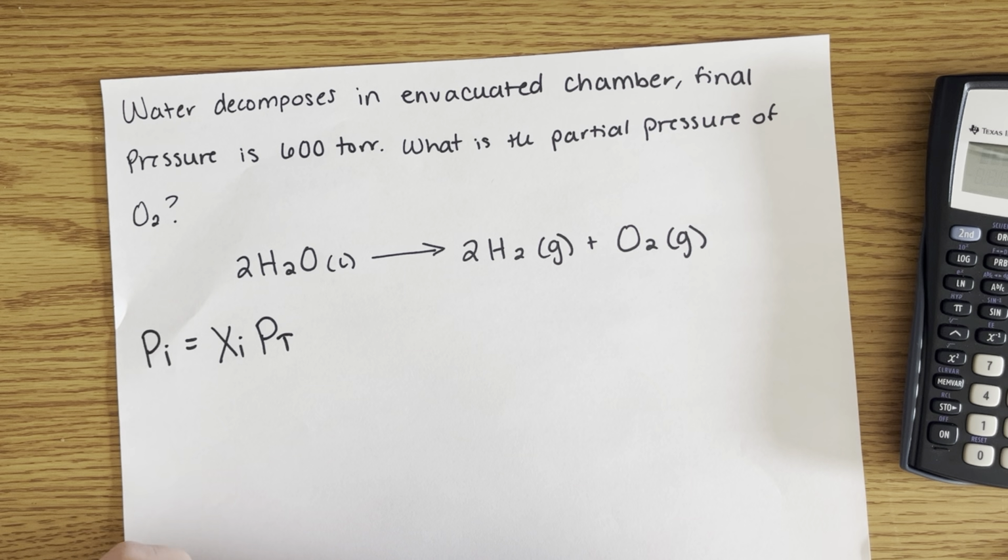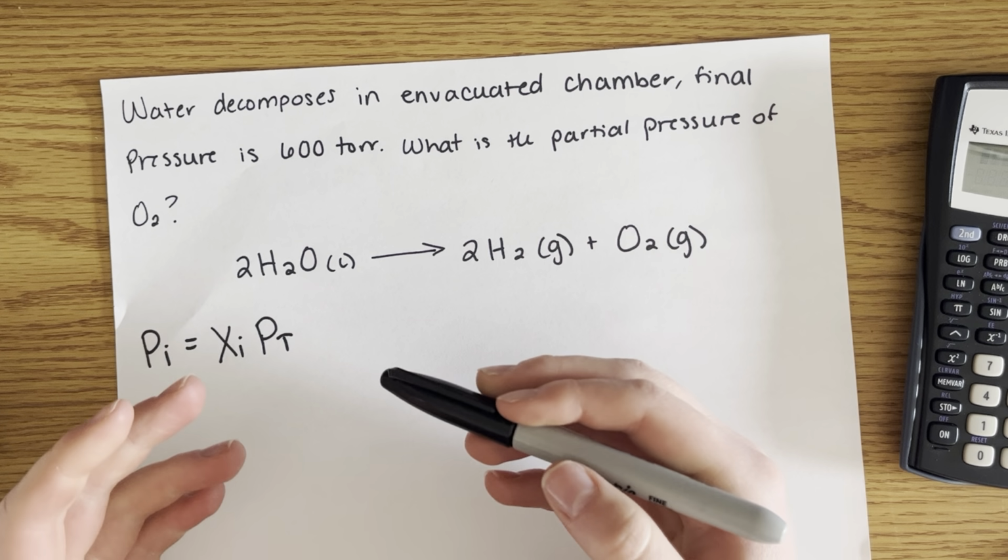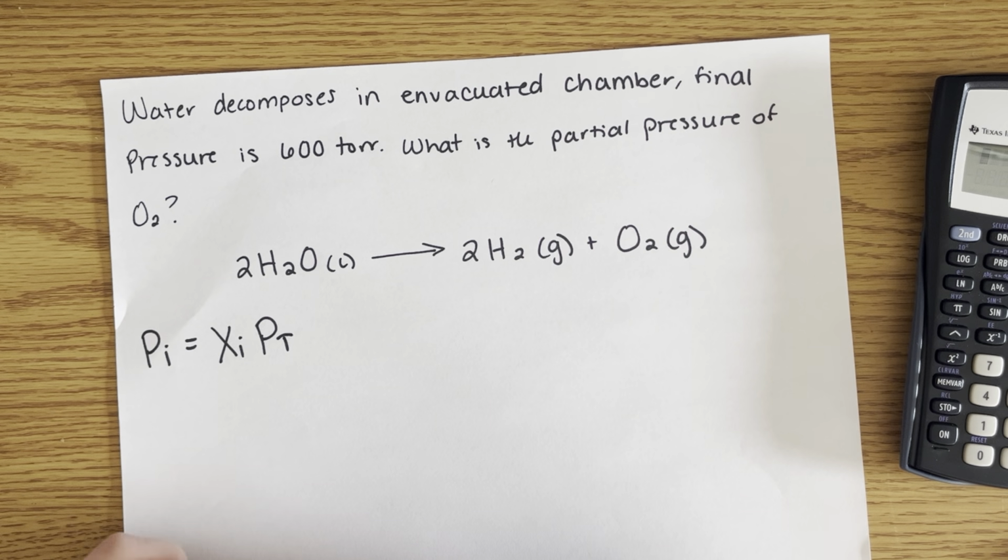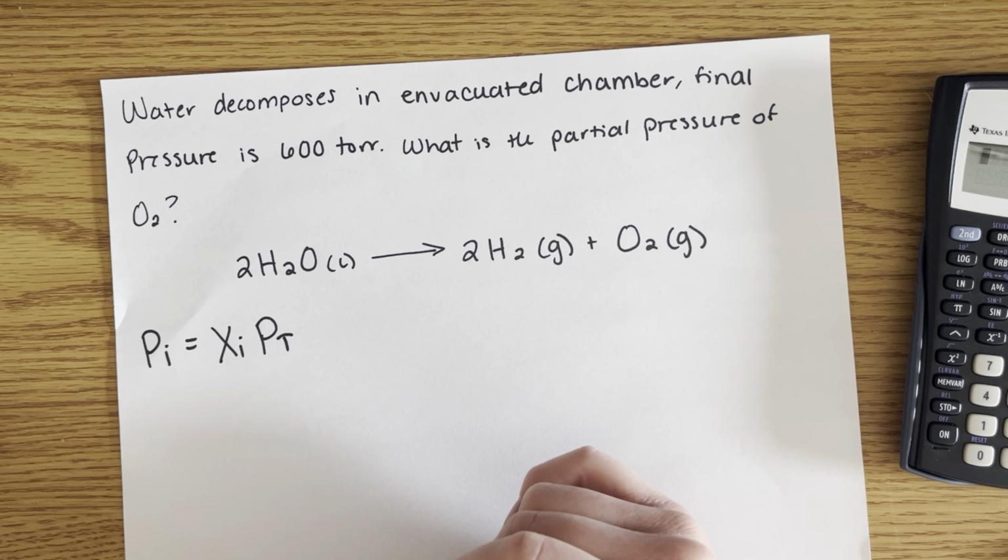Then figuring out, what am I trying to solve here? What am I solving for? What partial pressure am I looking for? So let's read the question. We already did, but let's read it again. Water decomposes in an evacuated chamber. The final pressure is 600 torr. What is the partial pressure of O2?